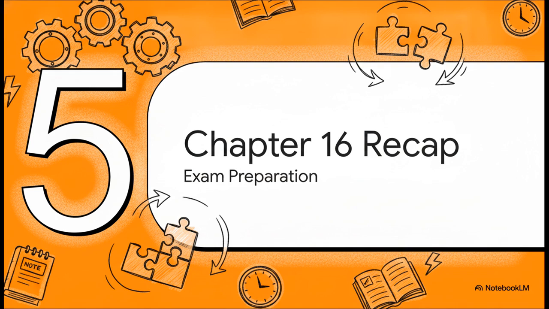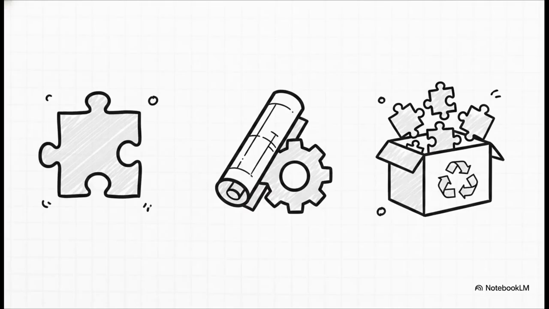Which brings us to our final stop, Section 5, the Chapter 16 Master Recap. All right, we are in the home stretch of this explainer. Get those pens ready because this is your rapid-fire exam prep, synthesizing the most critical takeaways from the entire chapter. So the crucial point is knowing your core definitions. First, what is a component? It is an independent, deployable software unit defined strictly by its public interfaces.